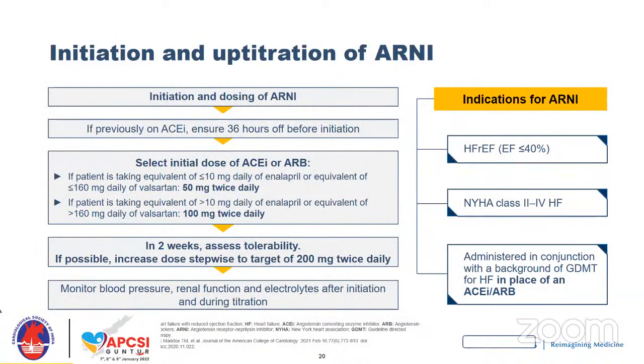This is how they initiate. If the patient is previously on an ACE inhibitor, a wash-off period of 36 hours should be allowed. If the patient is not on ACE inhibitors, you can straight away start the ARNI. If the patient is on equal to or less than 10 milligrams of enalapril or the equivalent of 160 milligrams valsartan, start with 50 BD. If the patient is on more than 10 milligrams, then you can directly start with 100 milligrams twice daily. In 2 weeks, assess tolerability. If possible, increase the dose to a target of 200 milligrams BD.